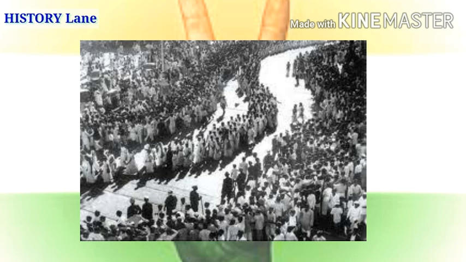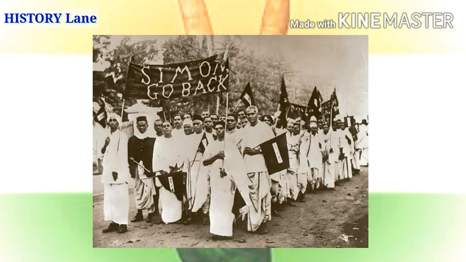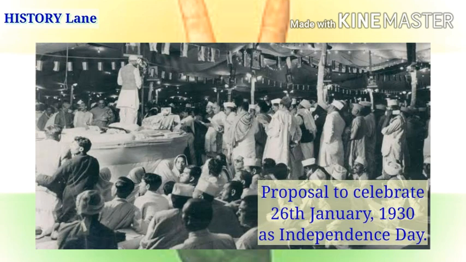In the last part, we had discussed the developments that ultimately led to the civil disobedience movement. In the process, we had talked about the Simon Commission and the response of the Indian masses to the commission. We had also discussed the Lahore session of the Congress and the resolution taken for Purna Swaraj, and the proposal to celebrate 26th January 1930 as Independence Day and the lukewarm response of the Indian masses.